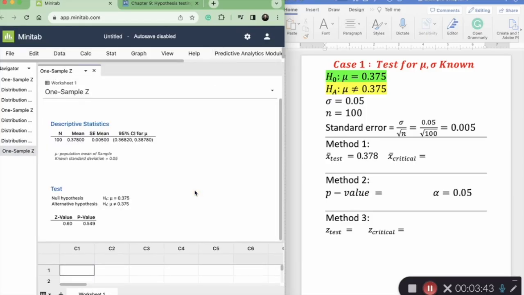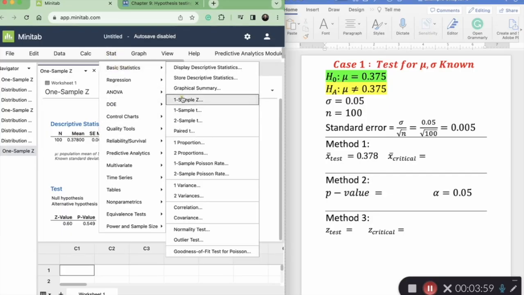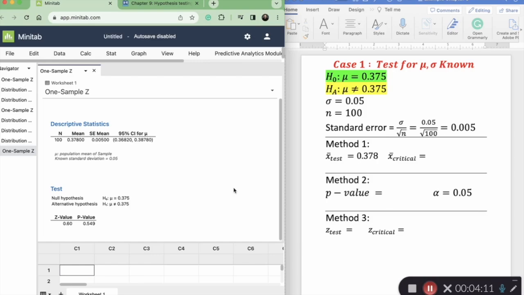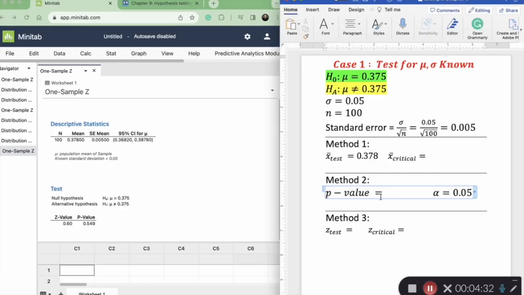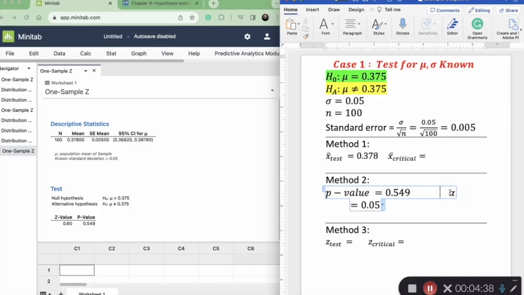So what do we have now? The z-value we got is, did I click on the, just quickly here, okay. So the z-value is 0.6, and the p-value is 0.549. By the way, let's just focus on this, because Excel, we do something else. But now, anyway, let's put the values in. So the p-value is 0.549, as we did before.